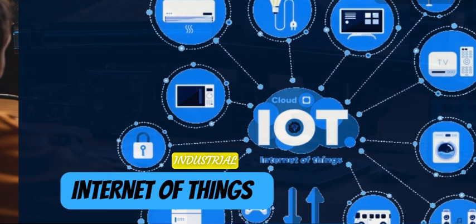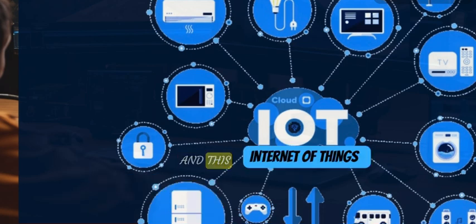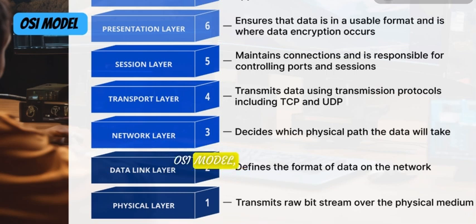Next, we have industrial Internet of Things, and this simply means non-traditional devices typically found in factories and industrial settings, like your factory machinery and industrial controls, connecting to a network. Simple. Then we have the OSI model, which describes a model explaining communications across an organization through 7 layers. So the 7 layers are physical layer, data link layer, network layer, transport layer, session, presentation, and application.